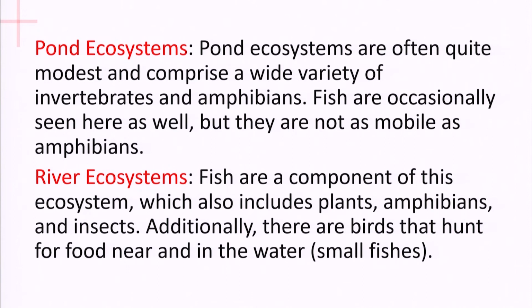Pond ecosystems are often quite modest and comprise a wide variety of invertebrates and amphibians. Fish are occasionally seen here as well, but they are not as mobile as the amphibians. River ecosystem. Fish is a very important component of this ecosystem, which also includes plants and amphibians as well as insects. Additionally, there are birds that hunt for food near and in the water. They take the small fishes present in the river ecosystem.